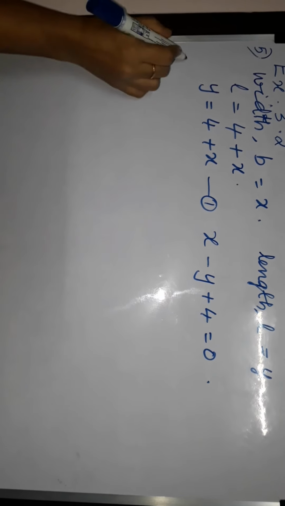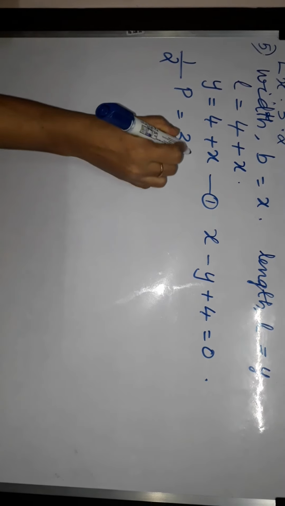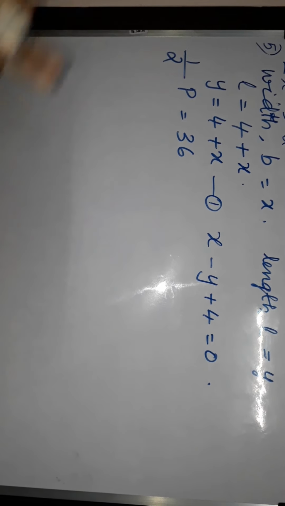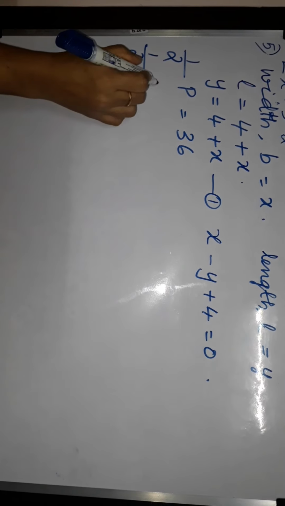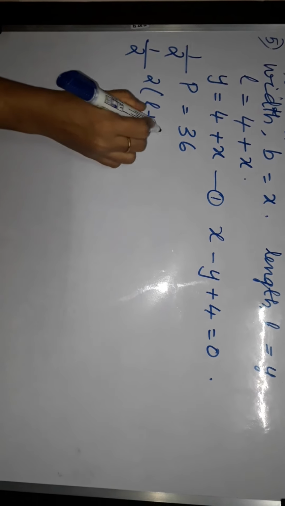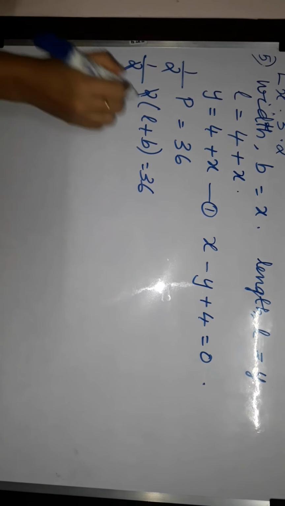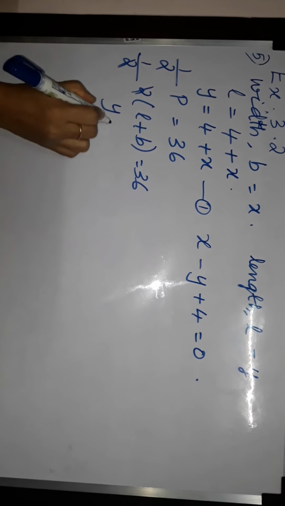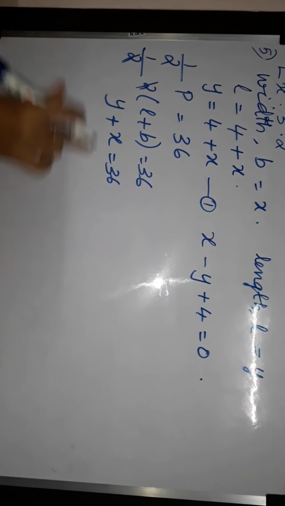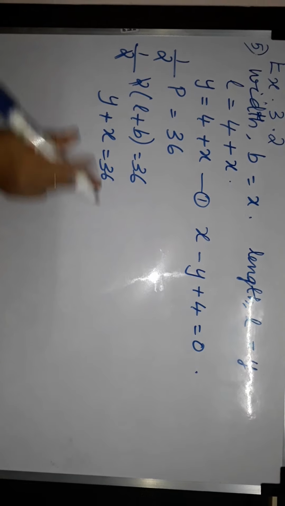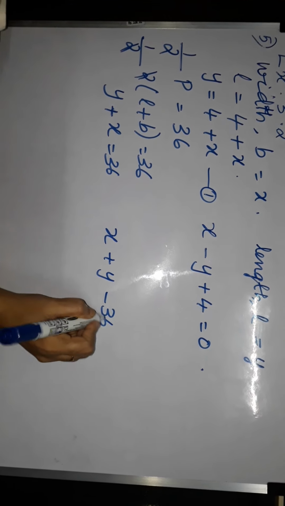Now next they have given half the perimeter. Half the perimeter of the rectangular garden is 36 meter. P I have taken as perimeter. So we can use the formula. What is the perimeter of a rectangle? 2 into (L plus B) is equal to 36. So 2 cancels. Length we have taken as y and width as x, so y plus x is equal to 36. Again we got a linear equation in two variables. This we can write in standard form: x plus y minus 36 is equal to 0.